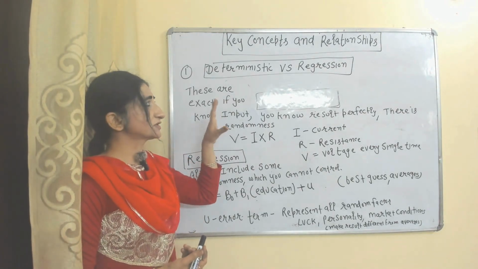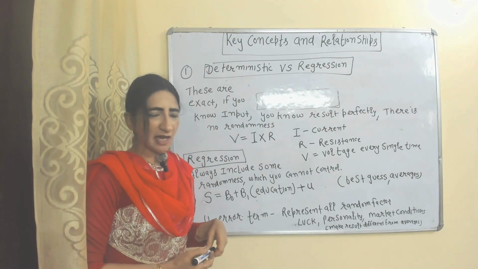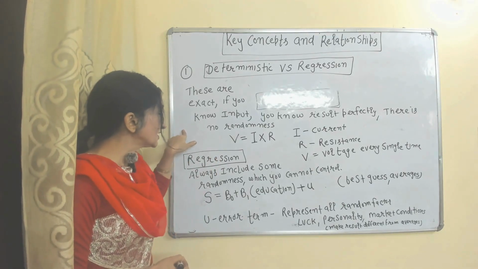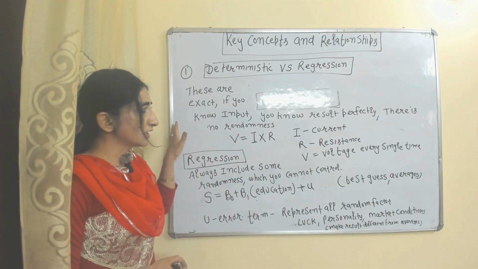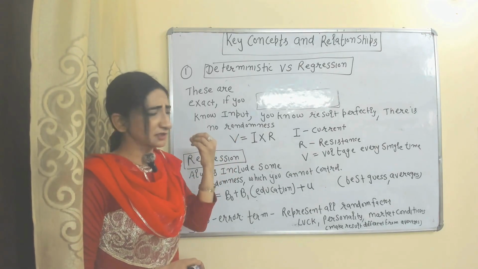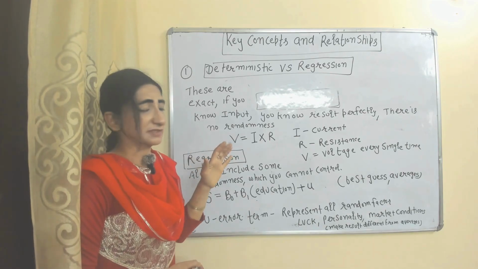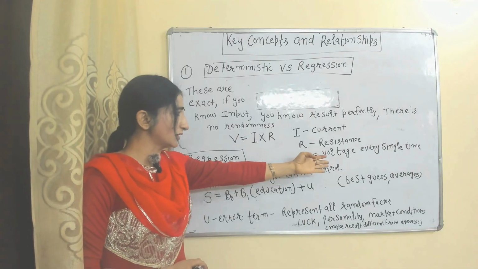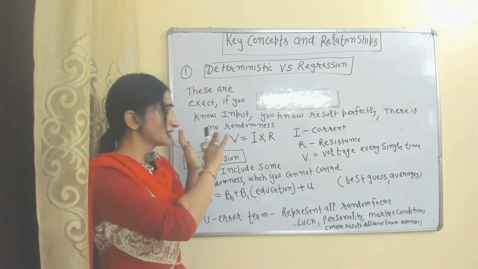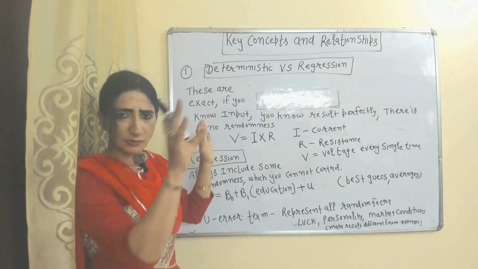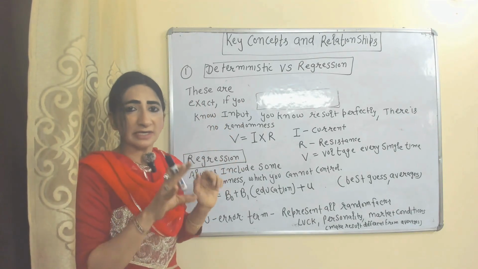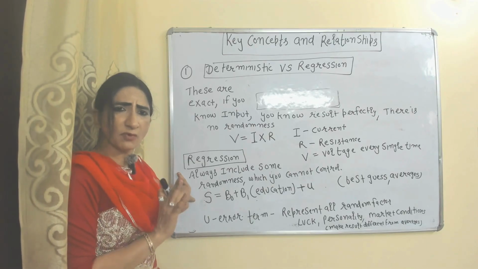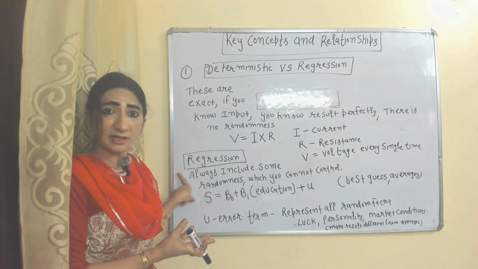Now we will see key concepts and relationships in regression analysis. Deterministic versus regression analysis. Deterministic relationships are exact. If you know the input, you will know the result perfectly. There is no randomness. You know the current, you know the resistance, and you know the voltage every single time. So the results are perfect because you know your inputs very well. But regression analysis always involves some randomness which you cannot control.